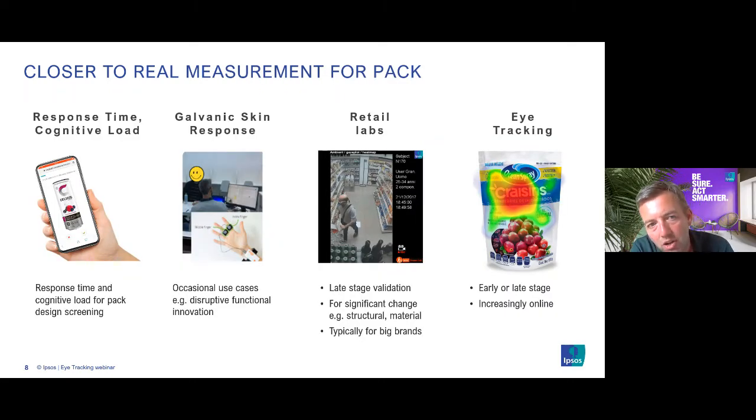So that's the kind of context. Now we'll move into the real meat of our presentation today, and that's talking about closer to real measurement in the context of PAC. And we do that really in 4 main ways that you see here, briefly going through 3 of them, and then focusing on eye tracking, of course.